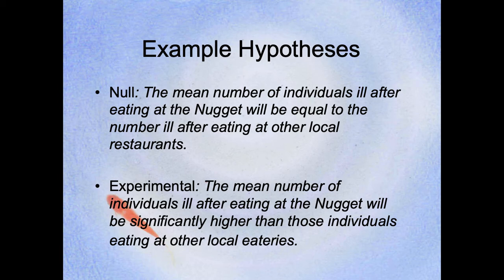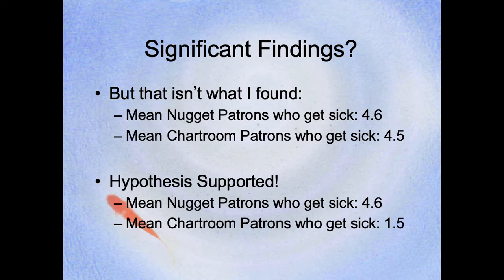So very clearly you're comparing the IV there, the Nugget versus other eateries, and the DV there is how ill they feel, right? Or the number of people reporting illness. There's a lot of different ways you can measure that, right? And then what you look at in this case is maybe the mean numbers, right, of people being sick.